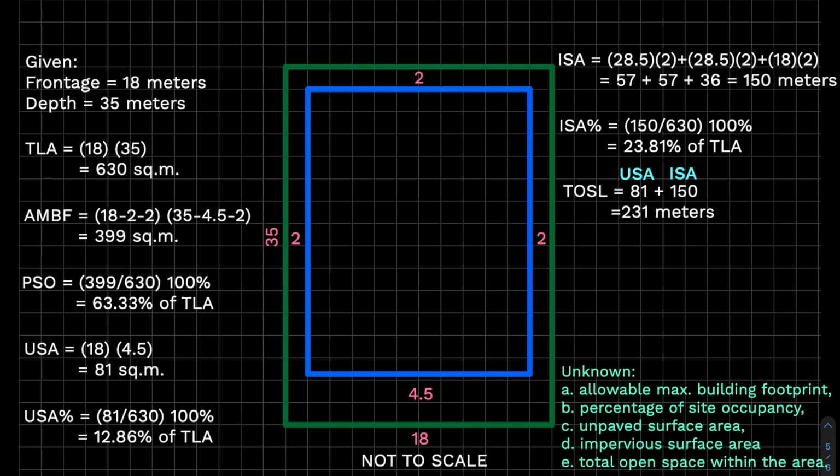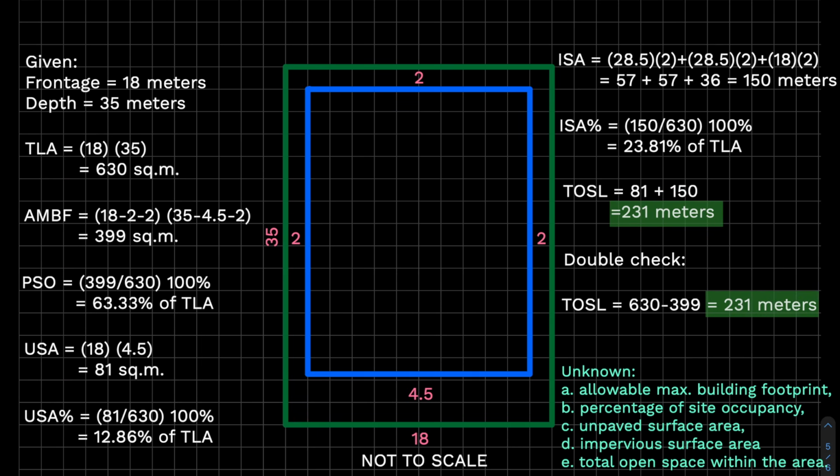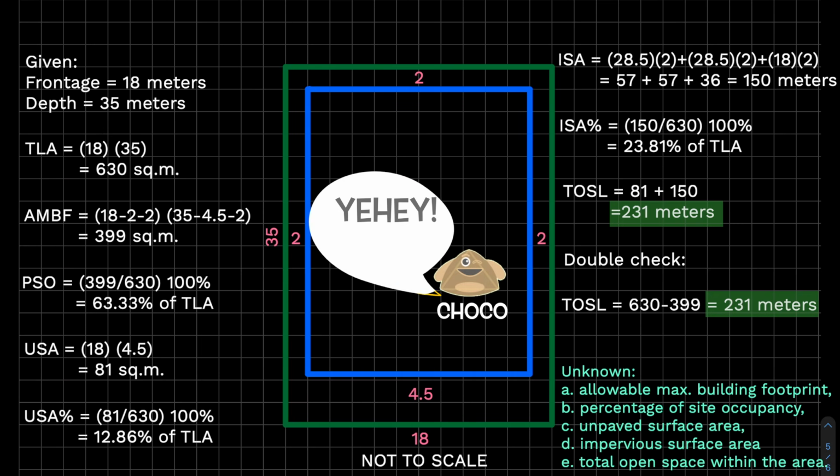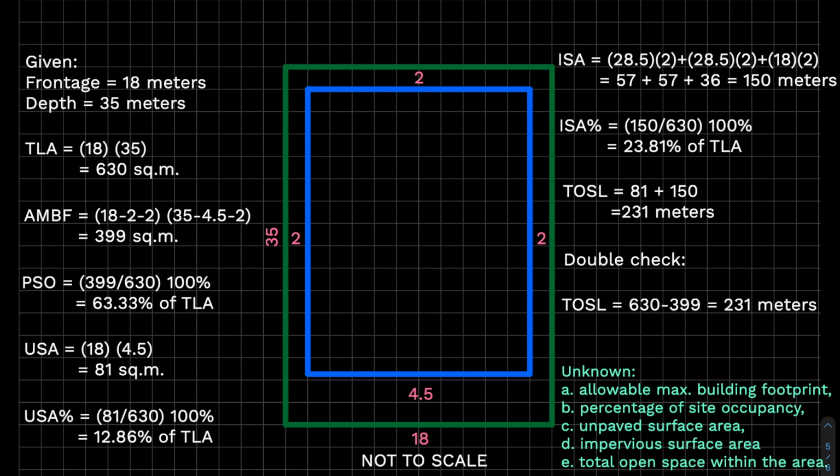As you watched in our previous video entitled How to Solve Design and Planning Problems, Introduction, one of our tips to be a great problem solver is to gut check or double check your answer. For this problem, we could use a different formula for TOSL to verify our answers. We can subtract the total lot area to the allowable maximum building footprint. Cool. It's a match. We advised you to always be playful on verifying your answers by using different equations. By doing this, you'll have more confidence and peace of mind on passing your exams.